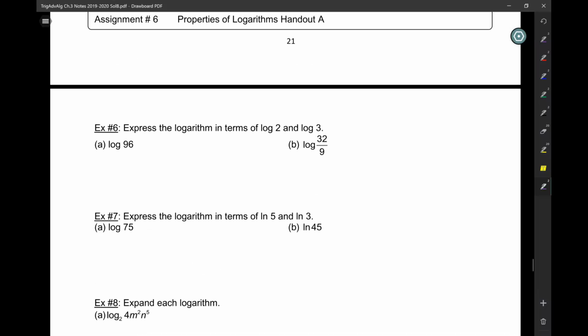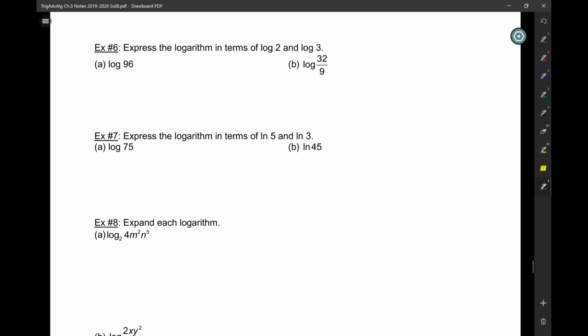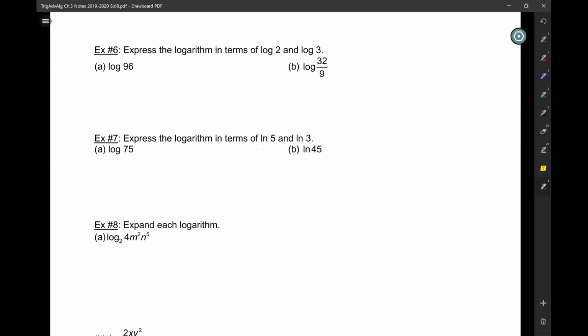Go to the next part of this. We ended yesterday talking about properties of logarithms. We're going to continue with that. I know we always need a little bit more review with writing in terms of log of constants, so I wanted to start off with that.